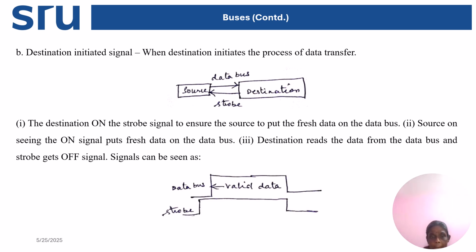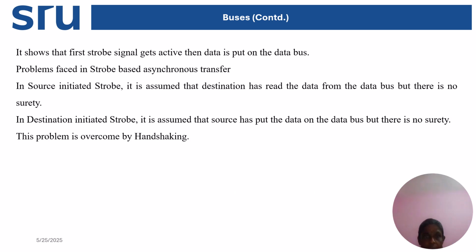So next one. In the previous case, first valid data, second strobe. But in this case, first strobe, second valid data. This is the difference between the two cases. It shows the first strobe signal is active, then the data is put on the data bus.